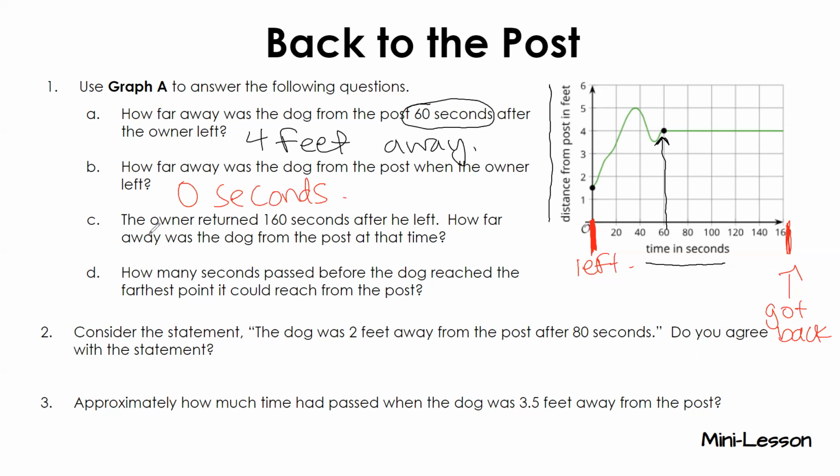Now, part C says the owner returned after 160 seconds. So at 160, how far away was the dog? So at 160, looking at my X, what was my Y value? 4. That's right. So he was 4 feet from the post.